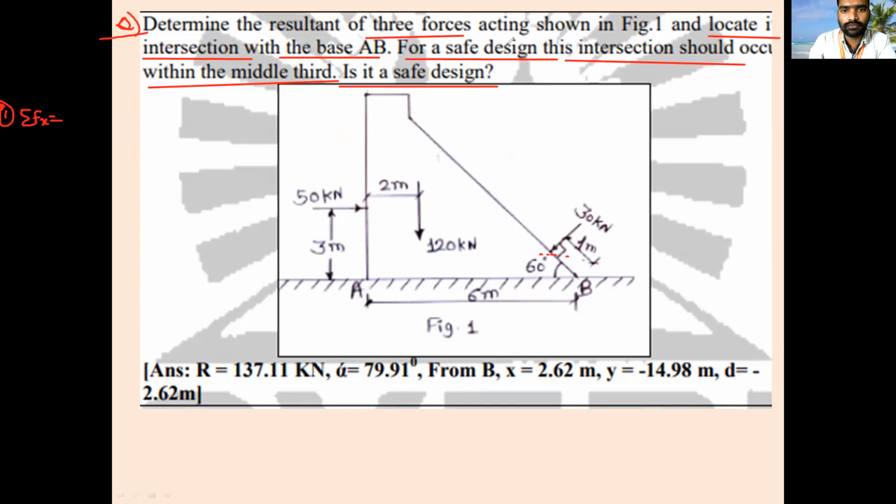Determine the resultant of three forces acting in the figure and locate its intersection with the base AB. For safe design, this intersection should occur within the middle third of the base. Is it a safe design? Okay, this is a dam. The dam is given.